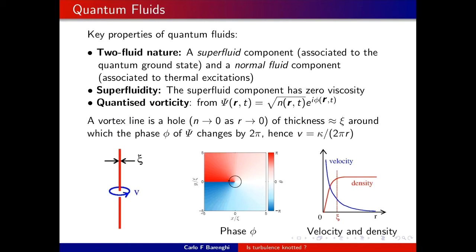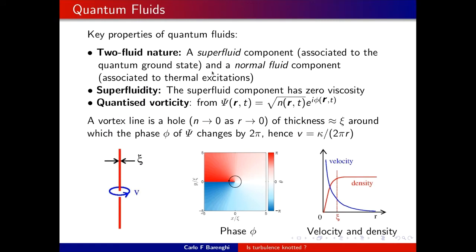And at the right hand side, you see a sketch of the velocity and the density as a function of the radius. So you see that the velocity is strictly 1 over r, and that extends to the axis. But on the axis itself, the density goes to 0, so there are no atoms which move at infinite speed. Everything is well behaved. So this is a quantum vortex.